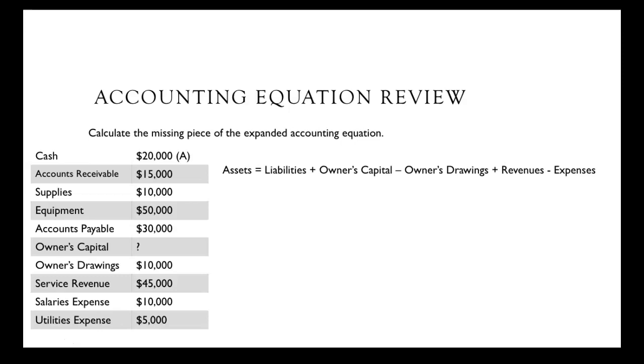Accounts receivable, again, this is when other people owe us money. So we will be receiving this money in the future. So we're going to count that as an asset as well. Supplies are things like office supplies. So that's going to be an asset because that helps a business run the business. Equipment, stuff like machinery, delivery vans, computers, that is another asset that a company has.